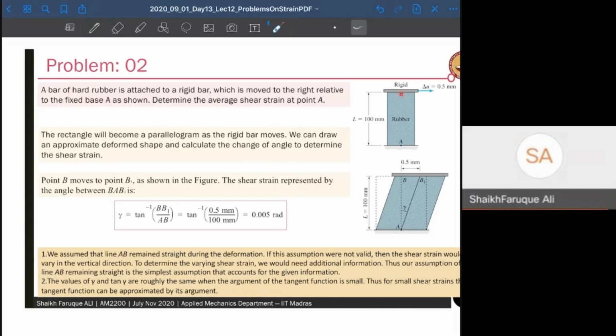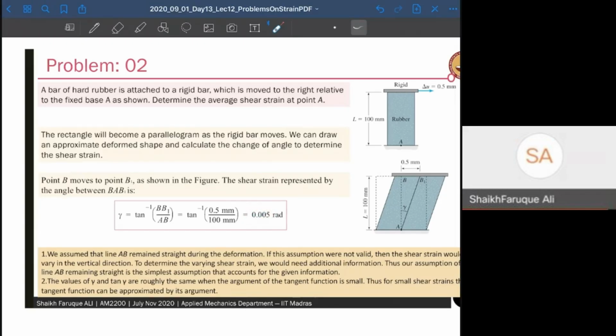So we put a straight line from here. That is B2. Earlier it was BA, and now that straight line has moved to B1A, and this distance, as said in the question, is 0.5 millimeter. So this is the angle that I need to find out, this is my gamma. So tan gamma is going to be B1B divided by AB. Once you do that, you take the tan inverse and you get 0.005 radian. So your shear strain is 0.005.